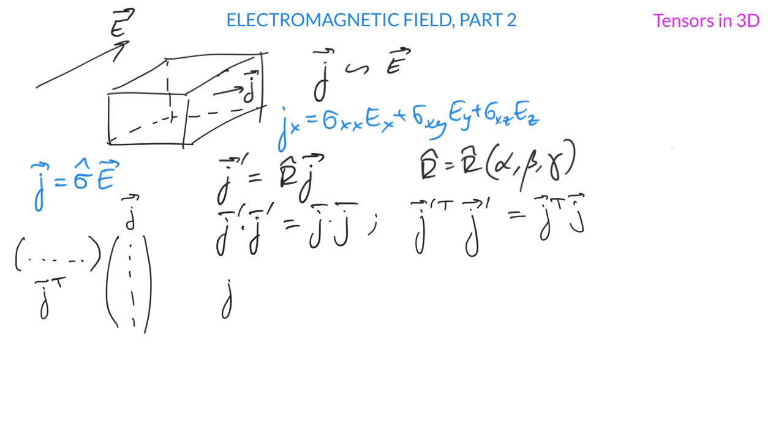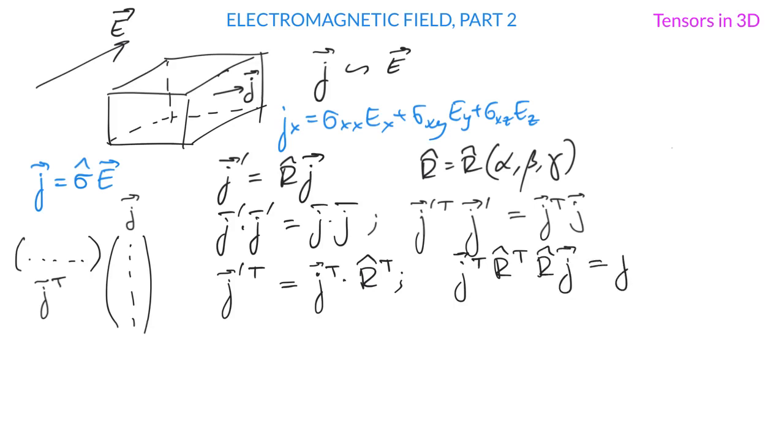Now J prime transpose is J transpose times R transpose. The transpose of a product is equal to the product of transposes in reverse order. So if we substitute this in the expression telling us that the square of a vector is an invariant, we'll find J transpose R transpose R J equals J transpose times J.